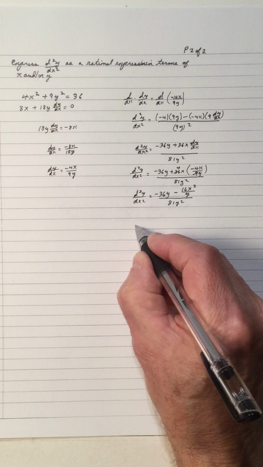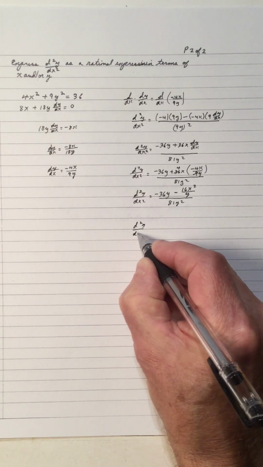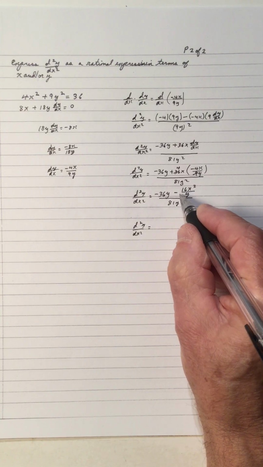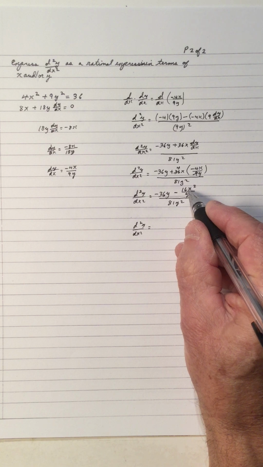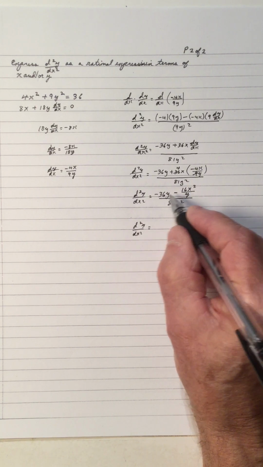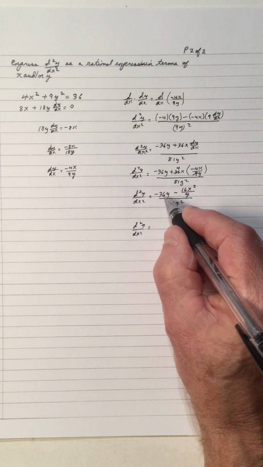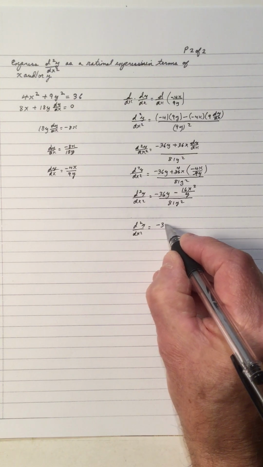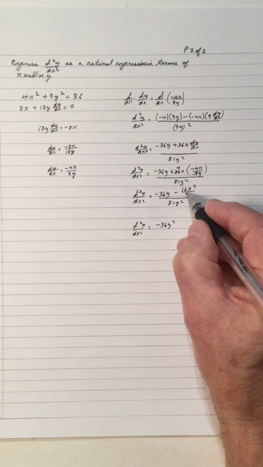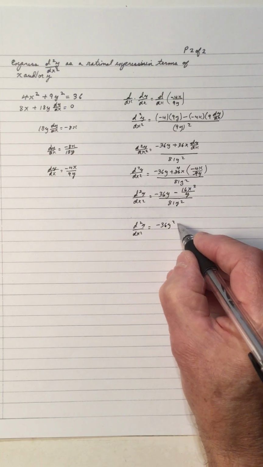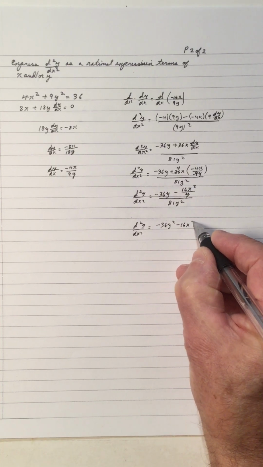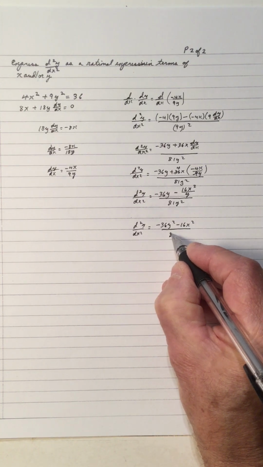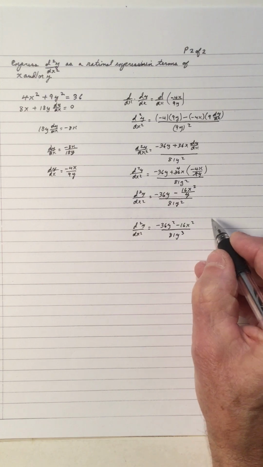So d squared y over dx squared, I'm going to multiply by y. Multiplying by y, this fraction becomes negative 16x squared. I multiply each part of this expression by y. So y times negative 36y is negative 36y squared. Y times this fraction, the y's cancel, and I get negative 16x squared. And y times 81y squared is 81y cubed.